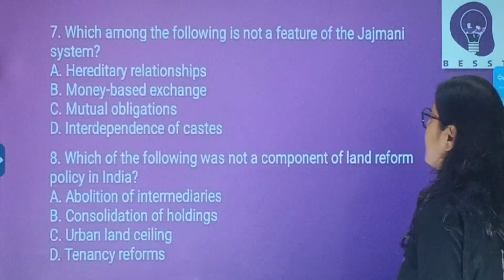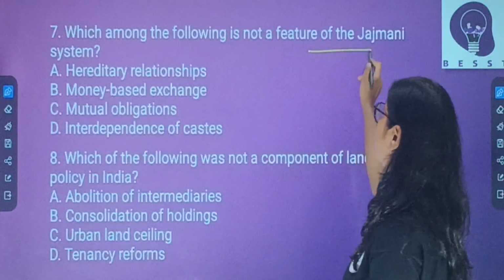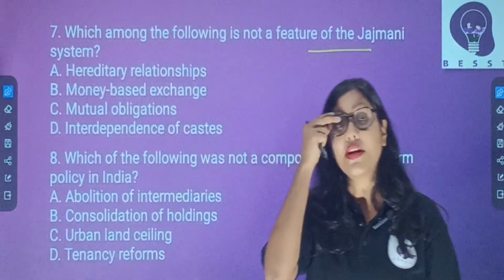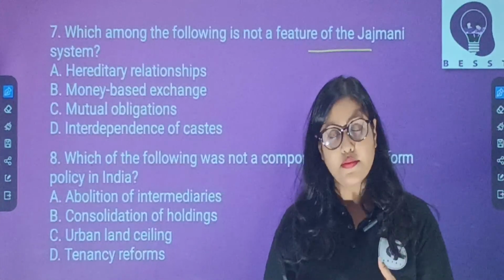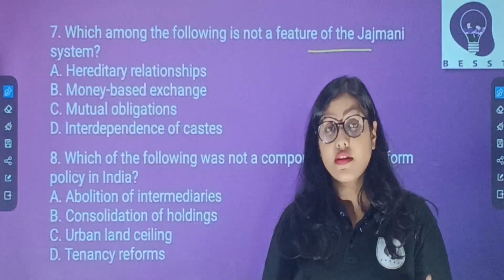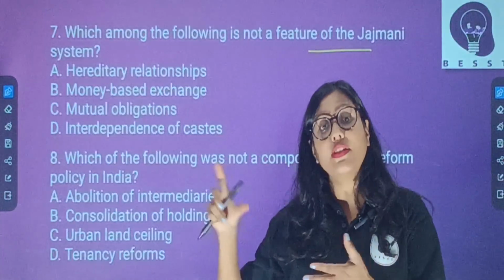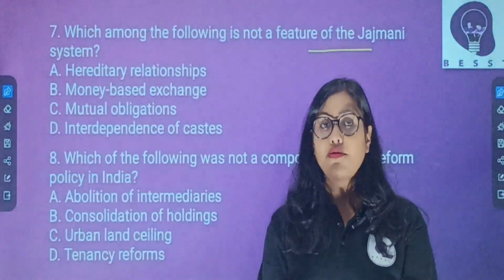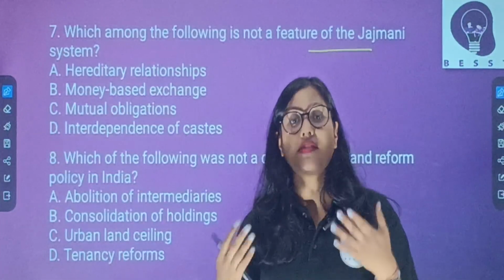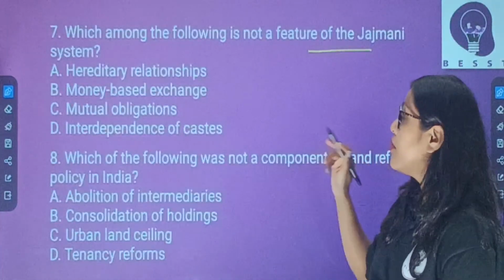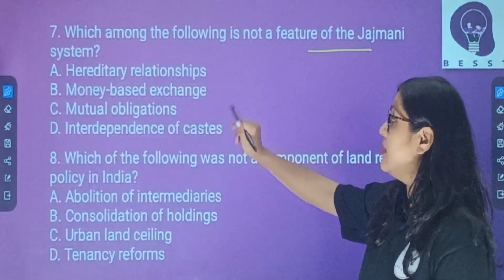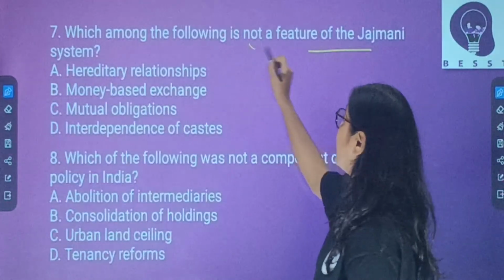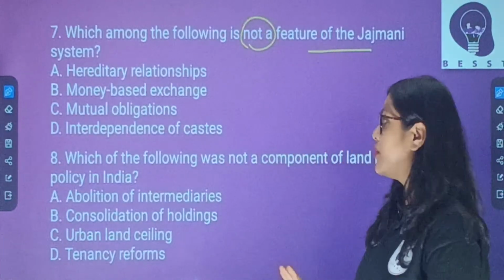Question number 5. Which among the following is not a feature of the Jajmani system? Like we know, Jajmani system was an exchange system for goods and services, and it involved caste segregations. So, according to our own caste, we will be offering our services and our goods as well. Apart from that, what is here? Which among the following is not a feature? So be very careful while reading: not a feature.